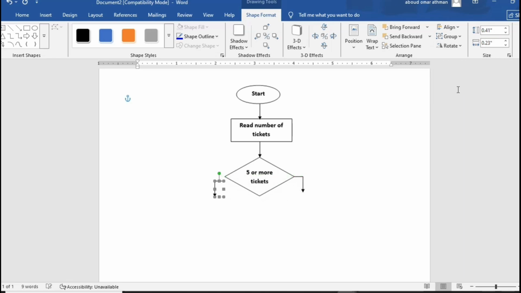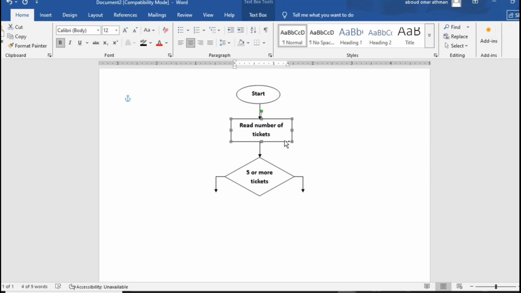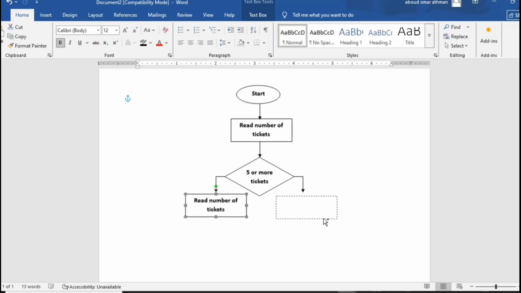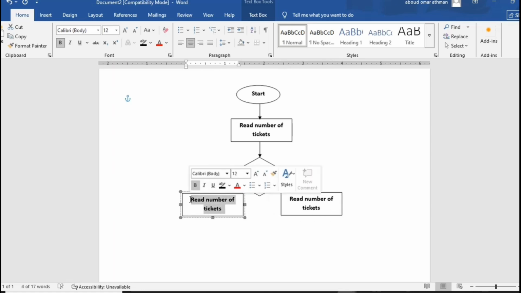So from this process, we're going to make a decision, and this decision is represented by a rhombus or pyramid, depending on how you'd like to call it, a rhombus if you may. So we have to make a decision, and this decision has two outcomes. It's either the number of tickets the fan is buying is less than 5, or 5 and more.